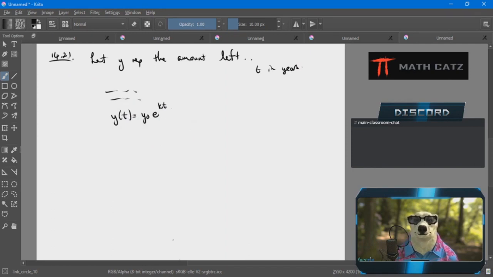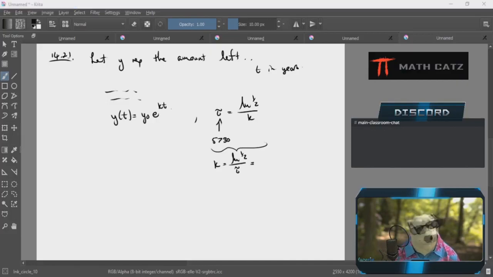Now they give me the half-life in this equation. This is 5730. But then I can always find k from the half-life and the half-life from k. If I have one, I have the other one. So I can very easily find k from this information by just solving for k in the half-life equation. Let's see what that looks like.